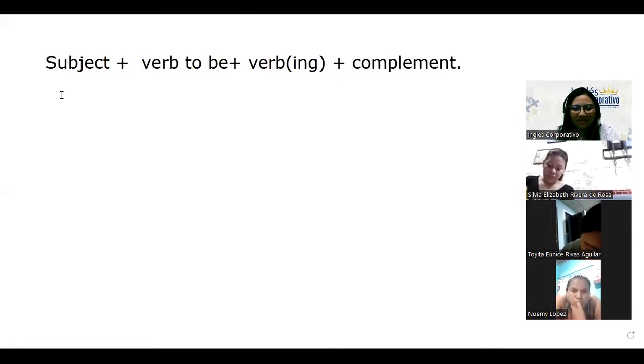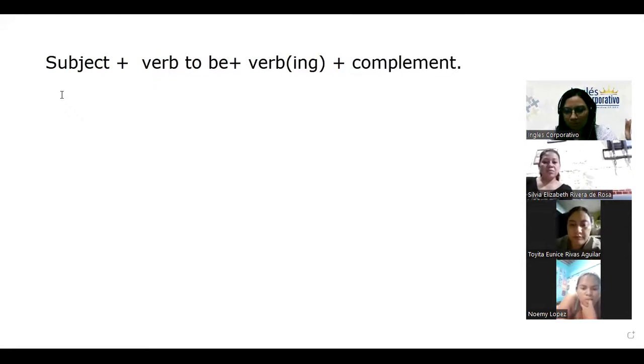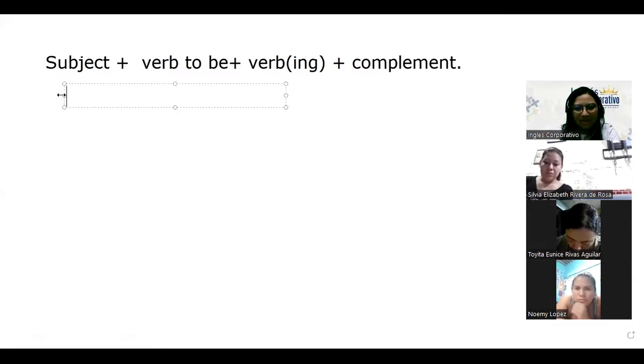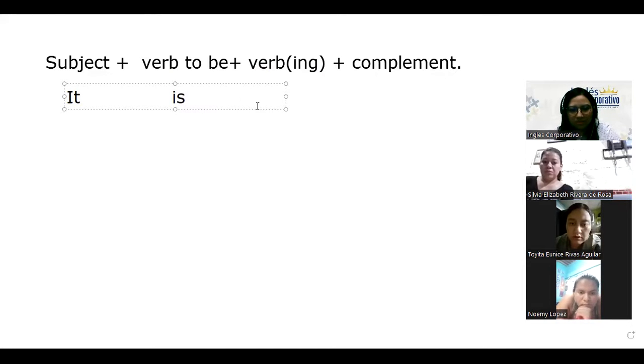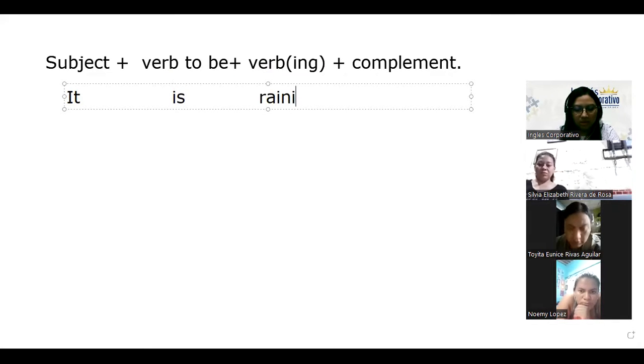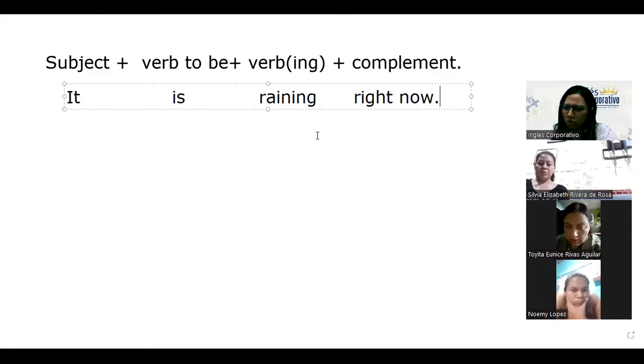A sentence. ¿Qué está pasando ahorita? What is happening in this moment? Who can give me an example? Me gusta. It. Sería nuestro sujeto, it. Verbo to be, is. Vámonos con raining. El verbo. Miren, rain, ing. Y the complement: right now.